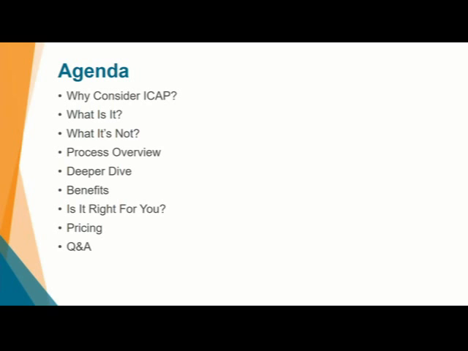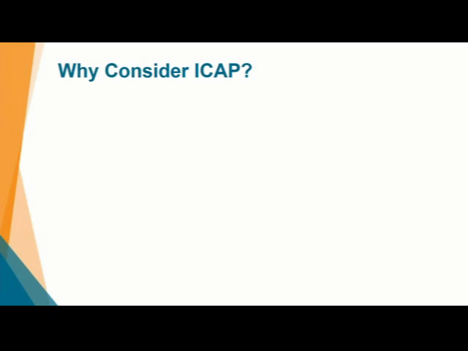With that, a high-level overview of what our agenda looks like today. We're going to go through why you might want to consider utilizing Intelligent Capture for Accounts Payable, otherwise known as ICAP. We'll then go through what it is and what it's not. That's important to know and understand also. We'll go through an overview of what a process might look like utilizing ICAP, and then take a deeper dive into what the product looks like, a little bit into the configuration and how the technology works. Some of the benefits, also talking about whether this technology is right for you, as well as pricing, and leaving a few minutes just for questions and answers at the end. So we have a lot to cover, so let's get moving.